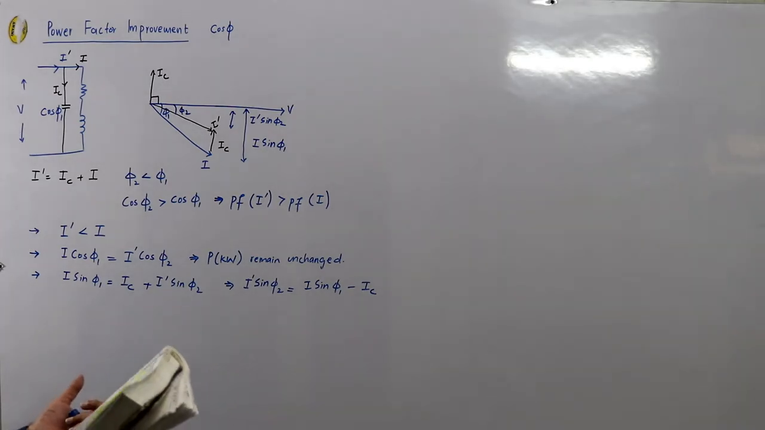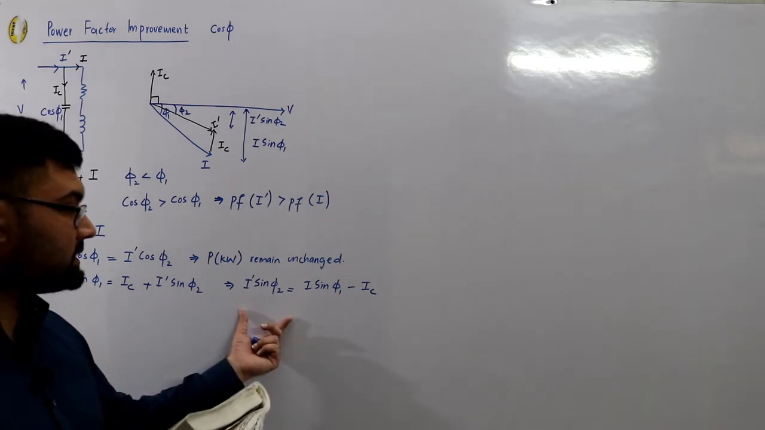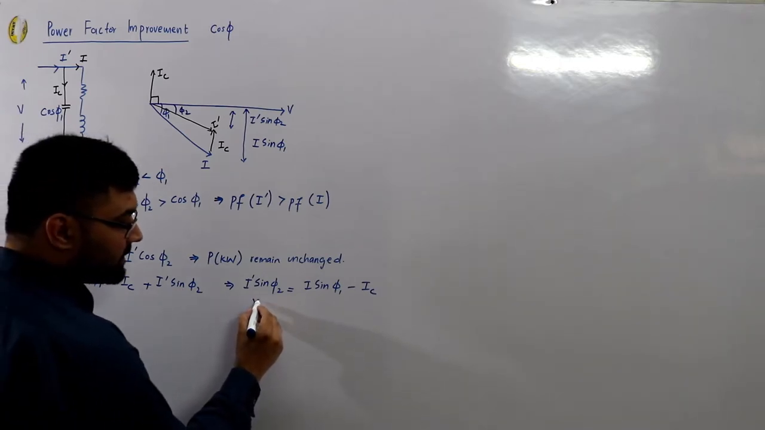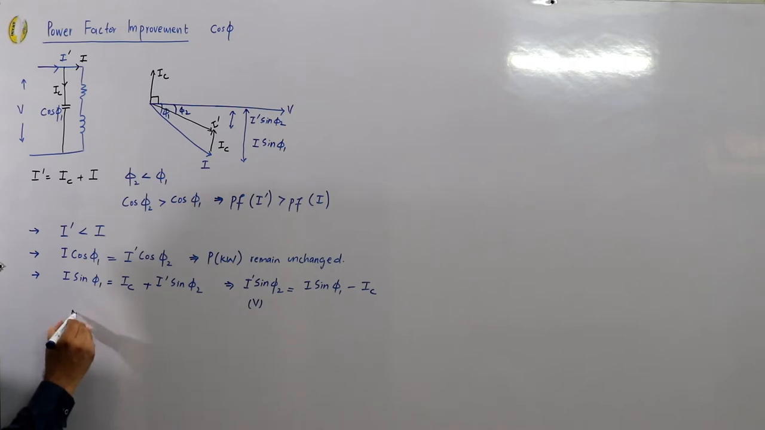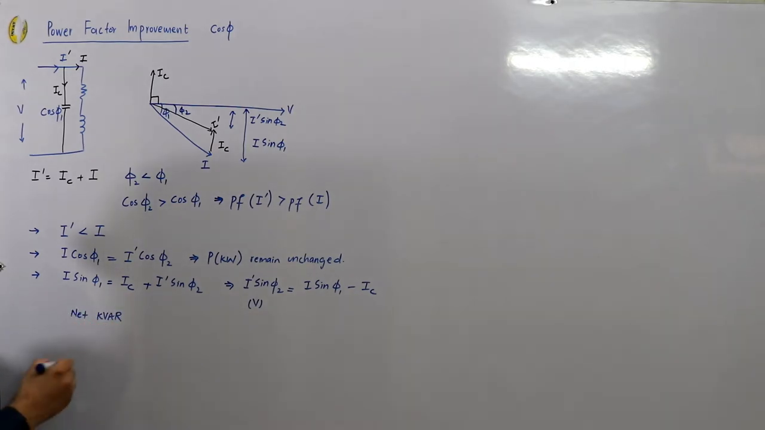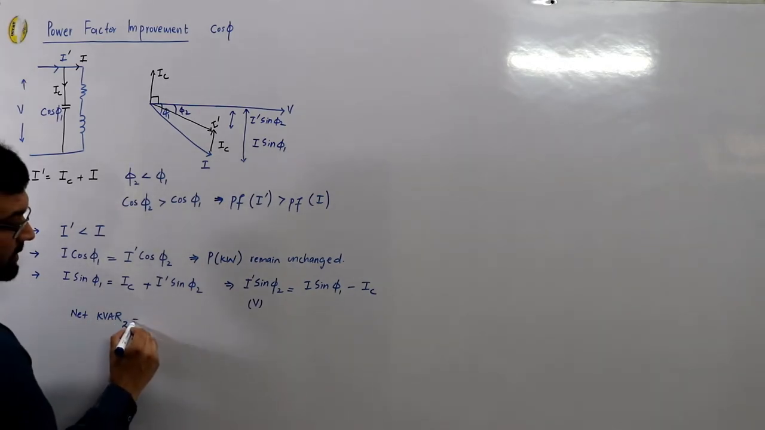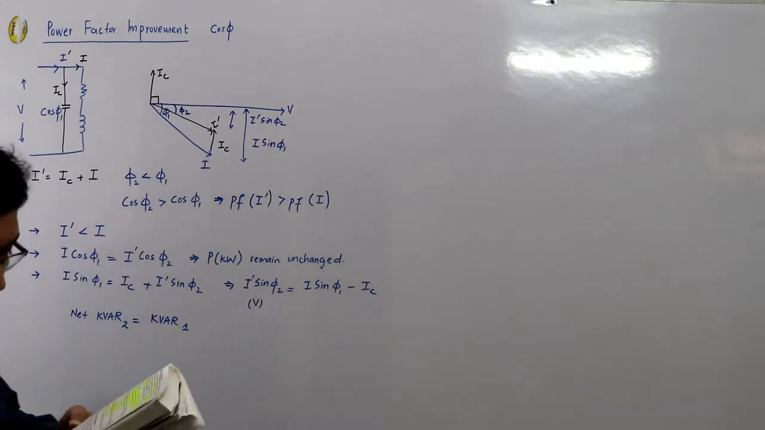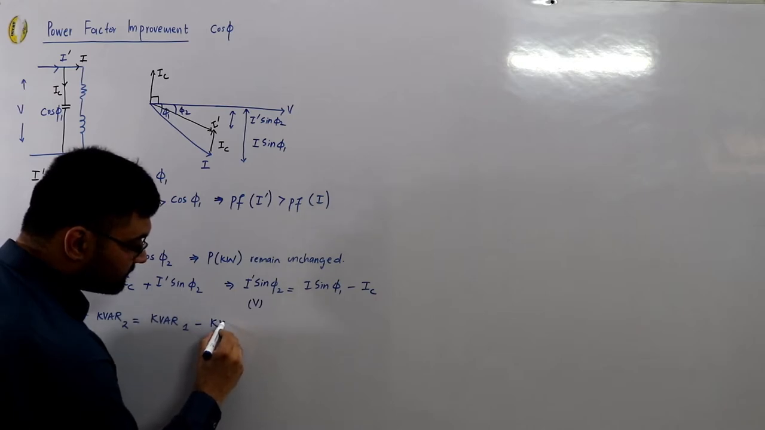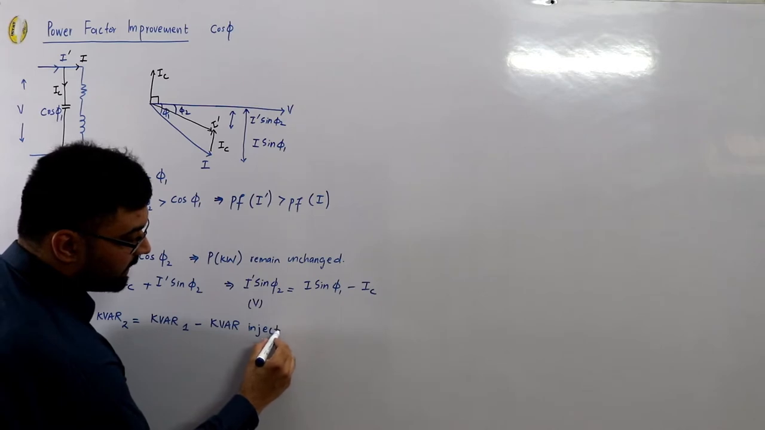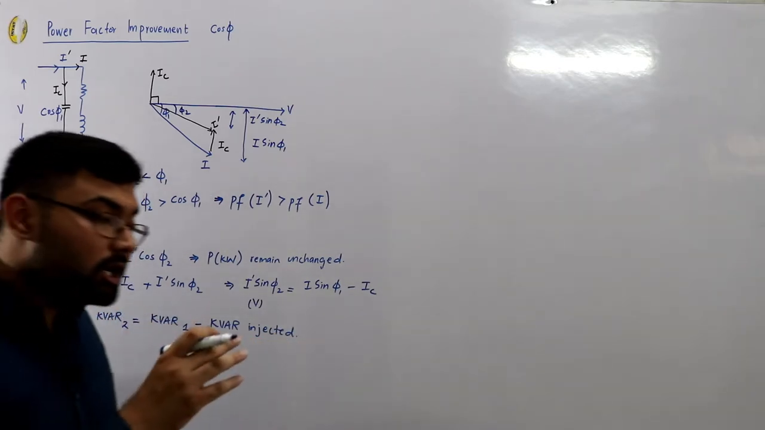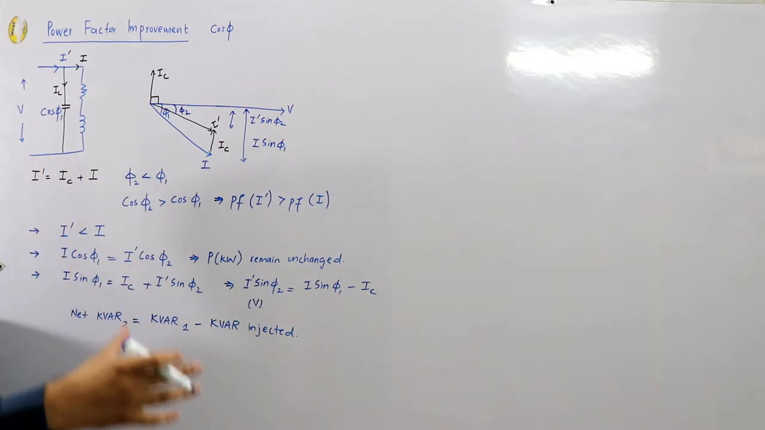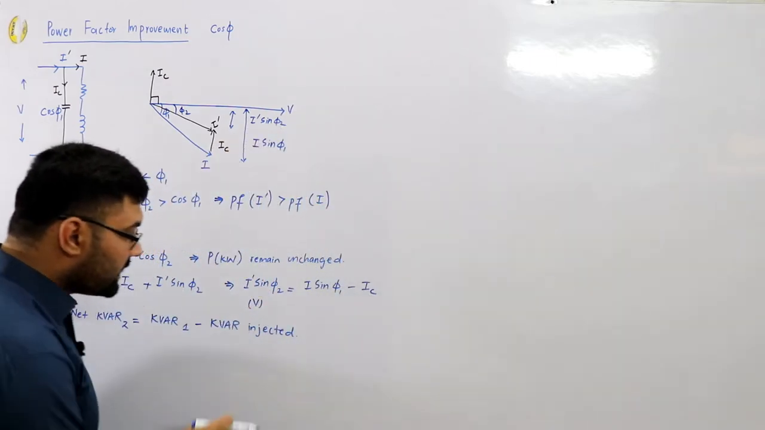Similarly, from here you can say what? If you multiply this by V as well, this would be kVAr2, the net kVAr after power factor correction. If you multiply this by V on both sides, this would be the net kVAr after power factor correction. Let's say I name it 2, and this would be equal to the kVAr before power factor correction, kVAr 1, minus the kVAr injected. Why am I writing the term injected over here? Because these are the leading kVAr taken by the capacitor. The capacitor I have introduced, which means that I have injected these kVAr into the system. So I would be using the word injected over here.